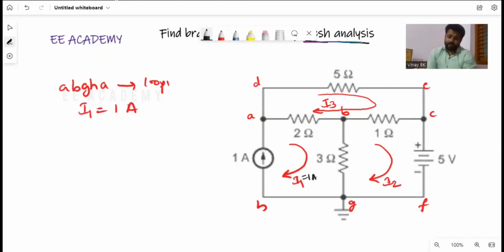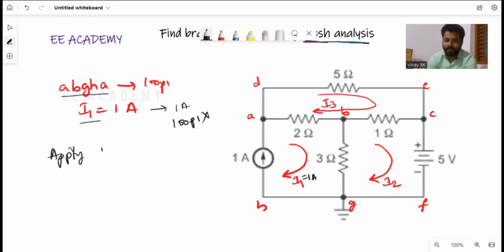So you already know the loop current. The rule for super mesh analysis is that where there is a current source, you just neglect that loop. You are not considering that loop. If there is a current source, neglect the mesh, or neglect that loop. So in the loop A, B, G, H, A, I1 is flowing, but there is a current source of 1 ampere, so you already know the value of one loop current. Similarly, you need to find the other two loop currents, that is I2 and I3. So loop 1 is neglected.